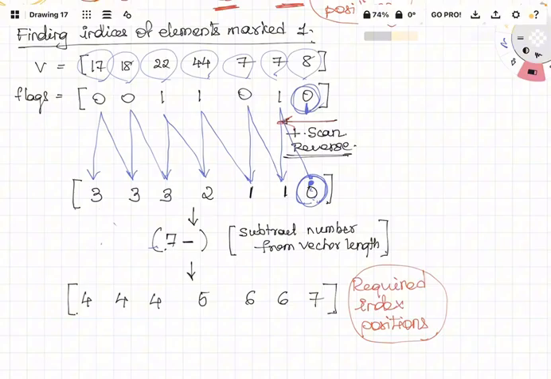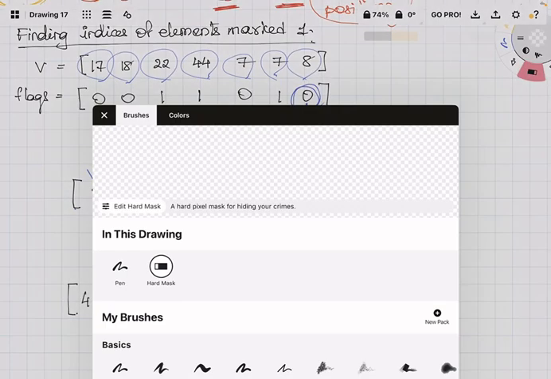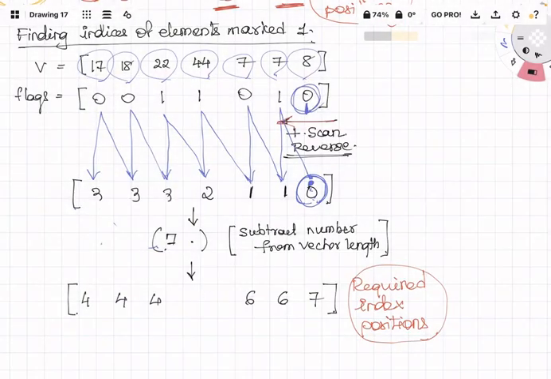So as you can see, 7 minus 3 is 4, 7 minus 3 is 4, 7 minus 3 is 4, 7 minus 2 is 5. That doesn't look like a 5, so let me just erase that. That looks like 5. That's better. 7 minus 1 is a 6. 7 minus 1 is a 6. And 7 minus 0 is a 7. Okay, so we've got a bunch of numbers: 4, 4, 5, 6, 6, 7. Sounds like a phone number.